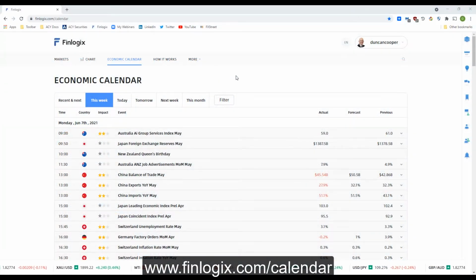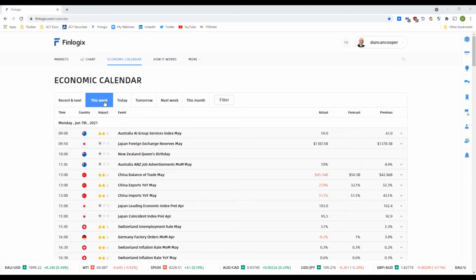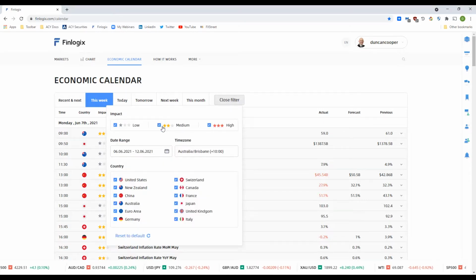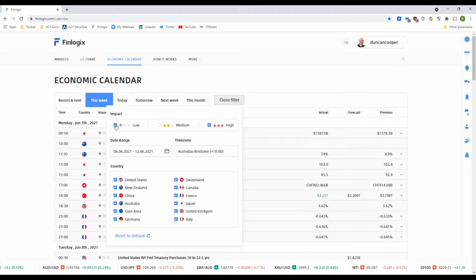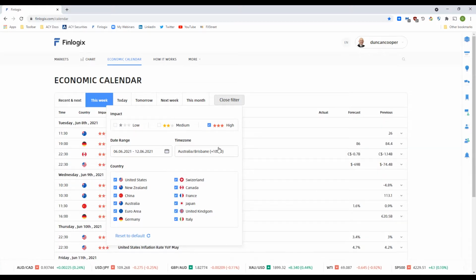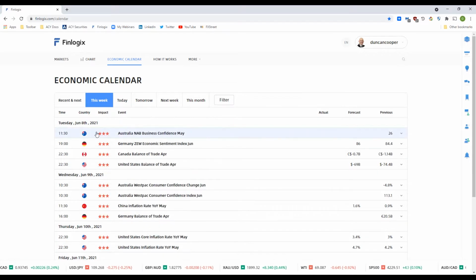Okay, so first I'm just at FinLogic looking at the economic calendar, and I'm just looking at this week's news items. Now I am focusing on the pound US dollar in my analysis this week, so I'm going to focus on what news items are going to affect the pound US dollar. So coming to the filter, just want to look at the high news items for the week. And these times shown are Queensland, Australian time.